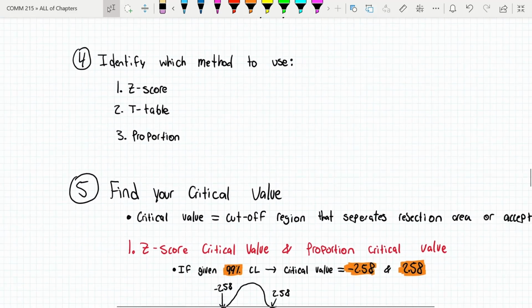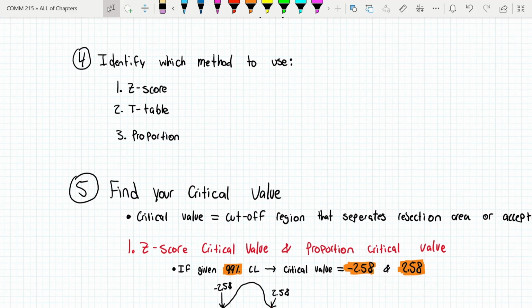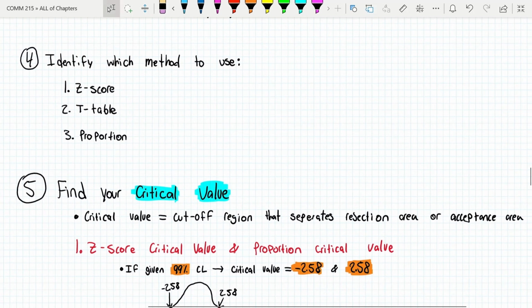So step 5, to find your critical value. So highlight that. This is an important part. So find your critical value. And so the critical value is the cutoff region that separates your rejection area and the acceptance area.